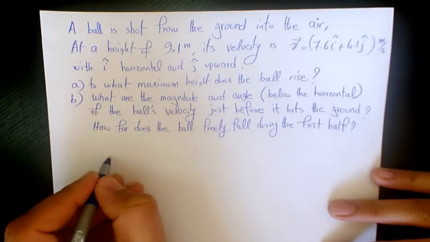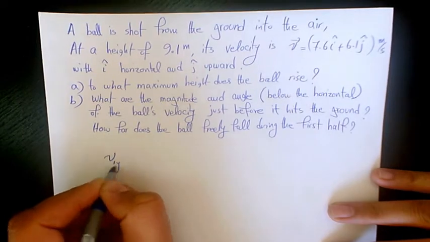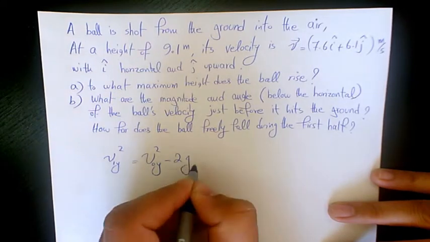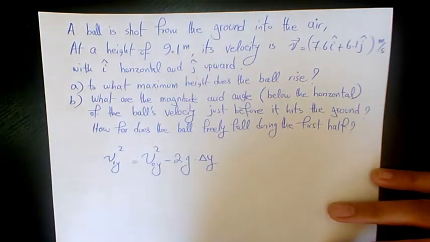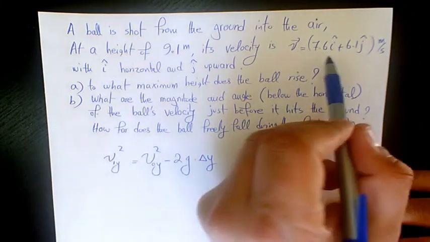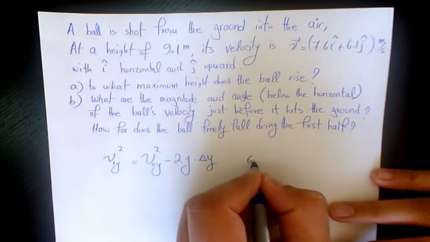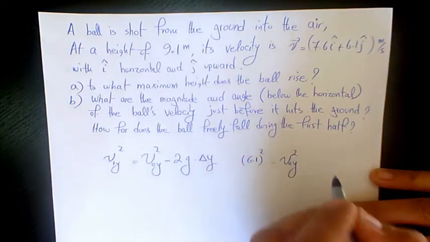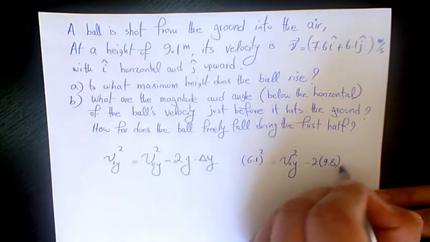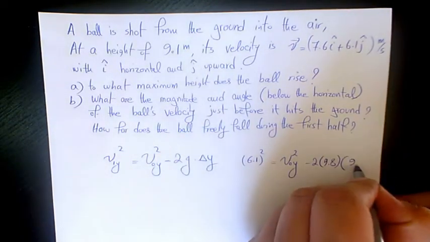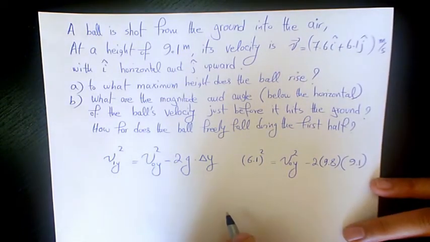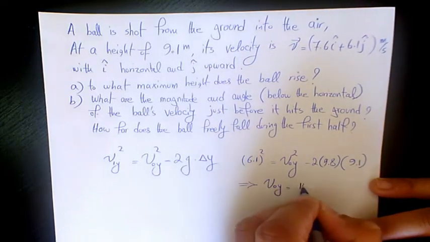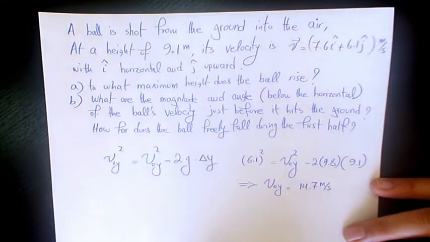So we can say v_1y squared equals v_0y squared minus 2 times g times delta y. The y component is 6.1 squared equals the initial velocity, which we don't have, minus 2 times 9.8 times 9.1. When we solve it, we're going to find v_0y equals 14.7 meters per second.